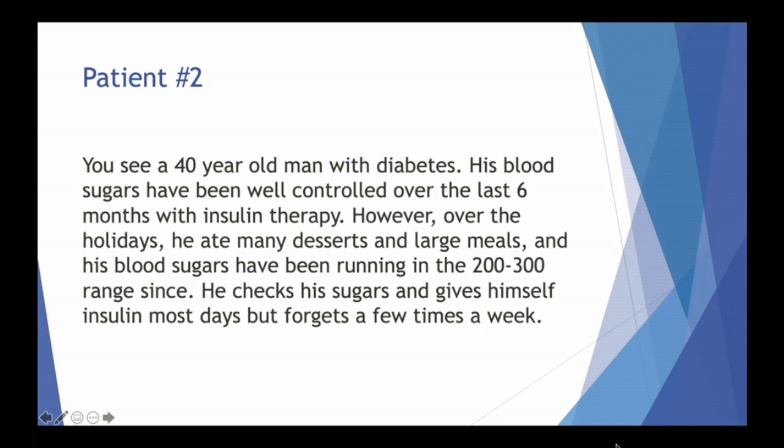Patient number 2. You see a 40-year-old man with diabetes. His blood sugars have been well controlled over the last 6 months with insulin therapy. However, over the holidays, he ate many desserts and large meals, and his blood sugars have been running in the 200 to 300 range since. He checks his sugars and gives himself insulin most days, but forgets a few times a week. What would you recommend to him for his treatment?